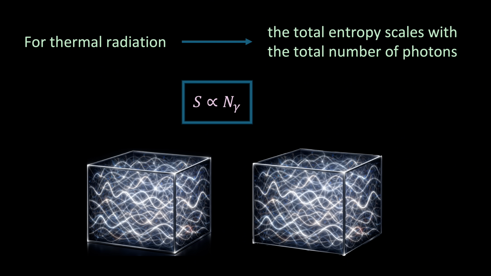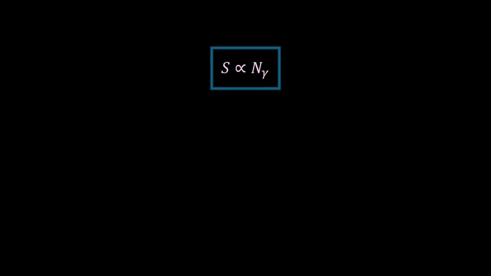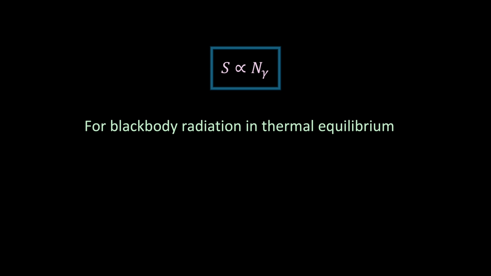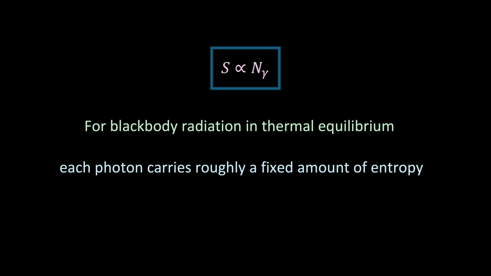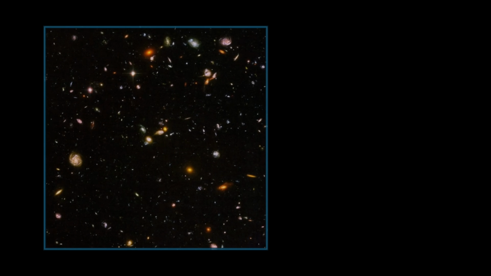Because the two boxes were independent, the total entropy is just the sum. It doubles. And physically, we've simply doubled the amount of blackbody radiation at the same temperature. So doubling the photon number doubles the entropy. And so it follows that for blackbody radiation in thermal equilibrium, each photon carries roughly a fixed amount of entropy, on the order of a few Boltzmann constants, which means the total entropy is simply proportional to the total number of photons. Now let's apply that to the universe.